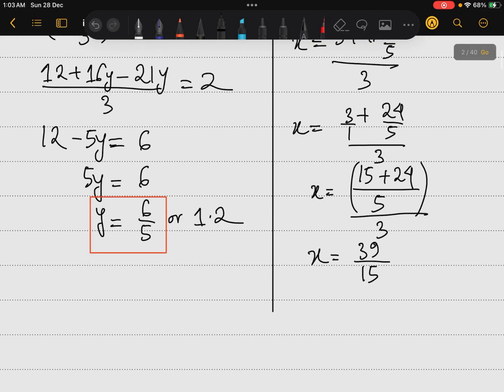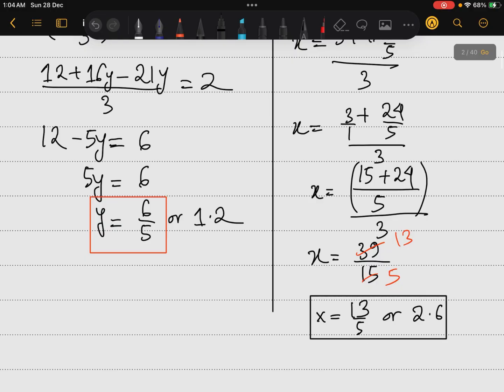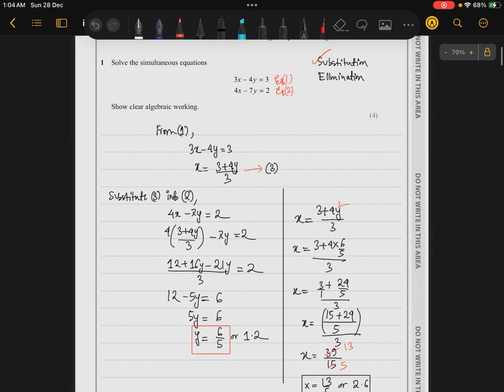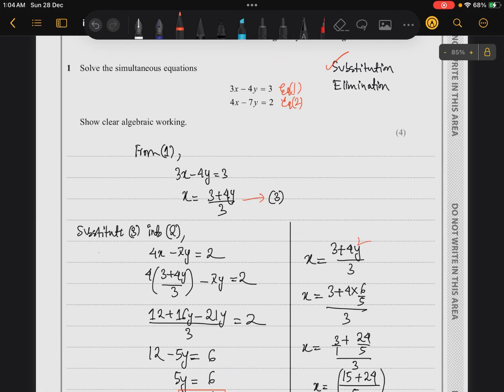And then if I simplify this, this should be 3 13s and 3 5s. So this should give us x is equal to 13 by 5 or 2.6. And this is the answer for x. And this is how you can calculate the value of x and y using the substitution method.